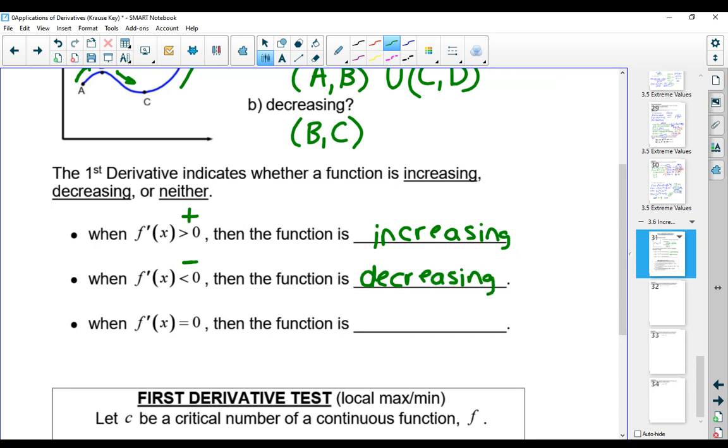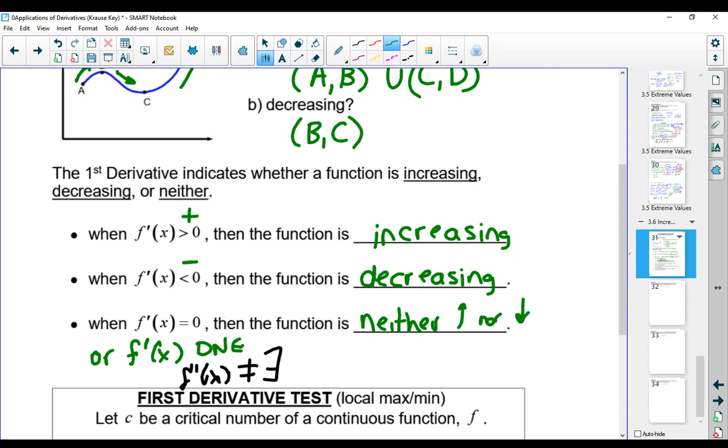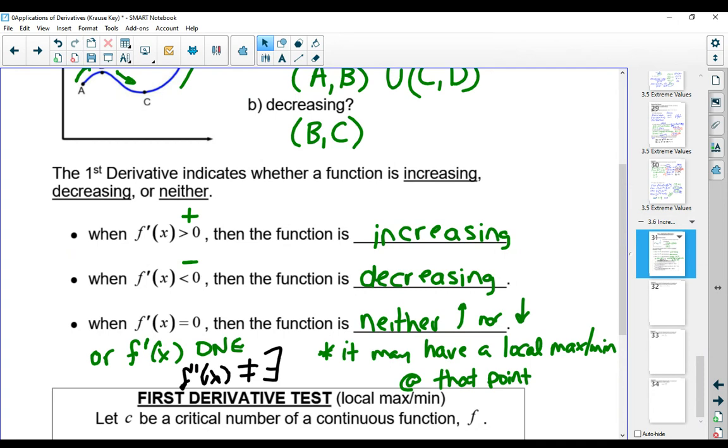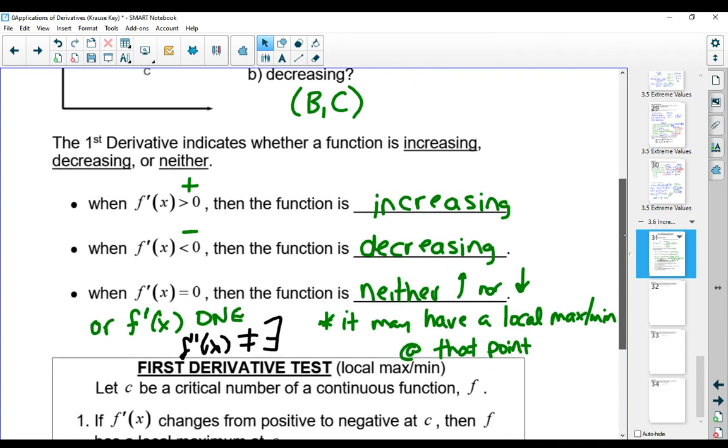And when the derivative is equal to 0, or, as we looked at yesterday, when the derivative does not exist, then the function is neither increasing nor decreasing, but it may still have a local max or min at that point. We talked about this yesterday when we talked about Fermat's theorem.